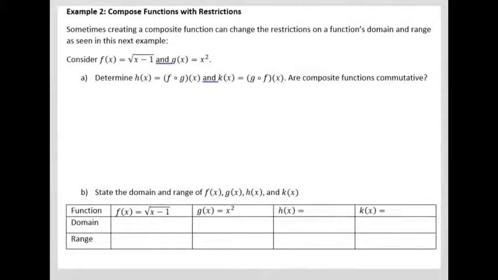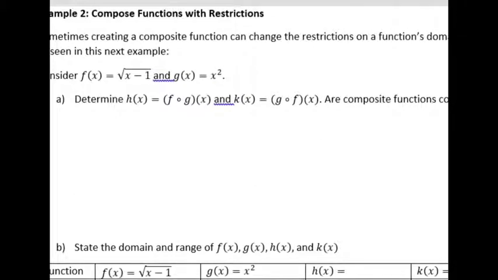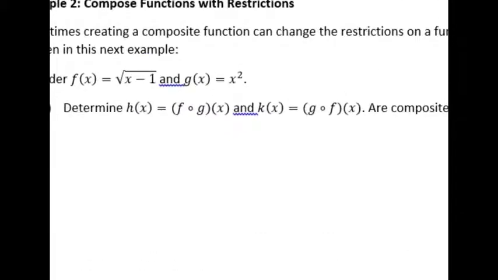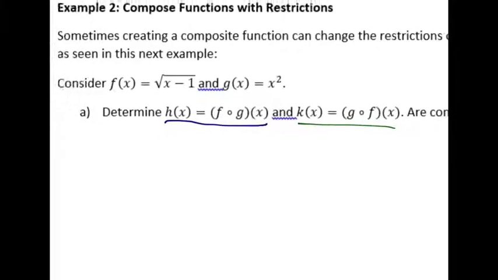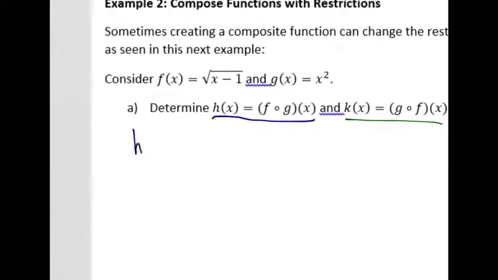Sometimes when you compose a function, it can change the restrictions on a function's domain and range. So that happens in this next example here. We're going to determine two functions, h and k. Again, I'll do one in blue and the other in green. So let's do h first.